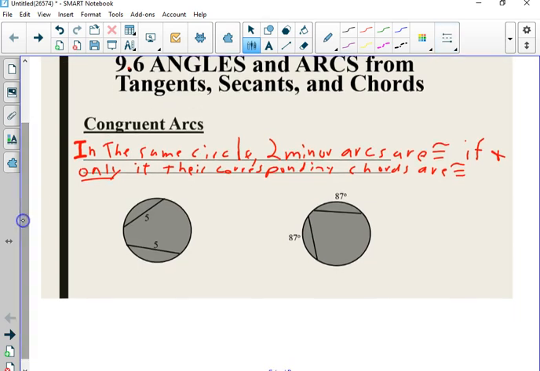So if you look at this first circle, we have a minor arc right here, and we have a minor arc right here. We know those are equal because this chord is 5 and this chord measures 5. So since both chords match, the arcs match. That's similar over here. We know that these two chords are equal because we know these two arcs are equal. So it goes back and forth.